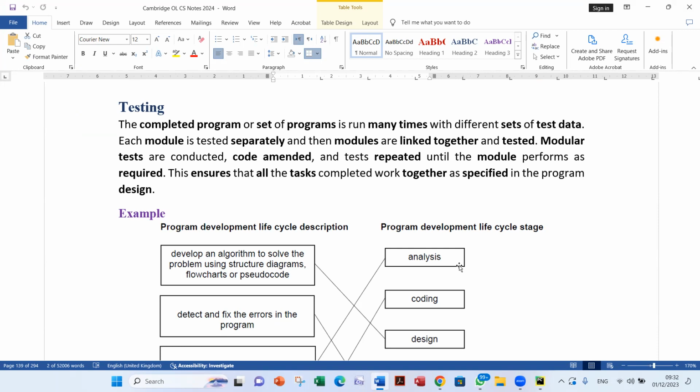I would like that every now and then you stop and test, especially if you're doing a big program that is split into modules. You test module by module and make sure it is working. And there is lots of saying about testing. There is what is called normal test data, extreme test data and abnormal test data.